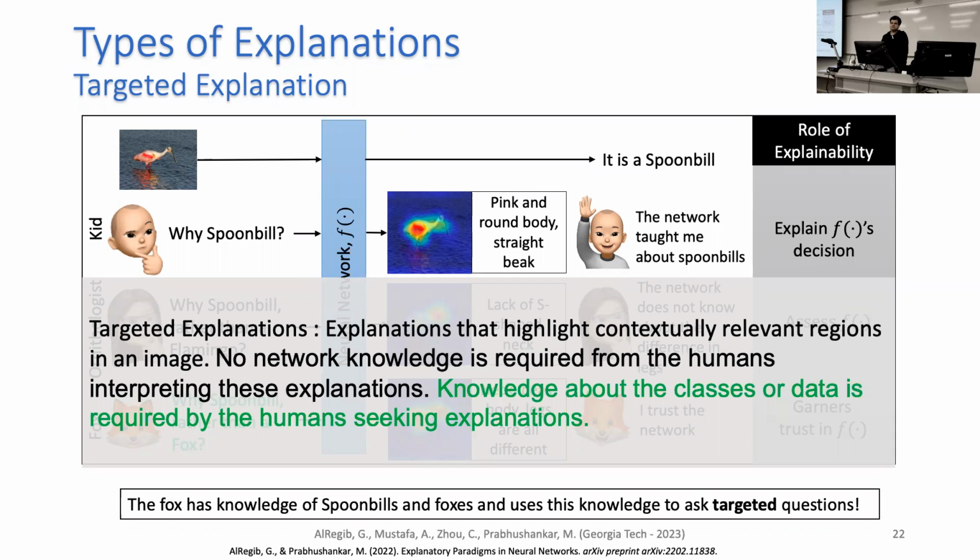You just ask the question of why it's this rather than this, or what if something, and you get some highlight back. But in order to frame the question, you need to have some knowledge about the classes or data, as required from the human seeking explanations. In other words, as an ornithologist, I need to know that there is a difference between spoonbill and flamingo, and these are fine-grained differences, and a network needs to be able to show us what these differences are. This essentially is a targeted explanation.